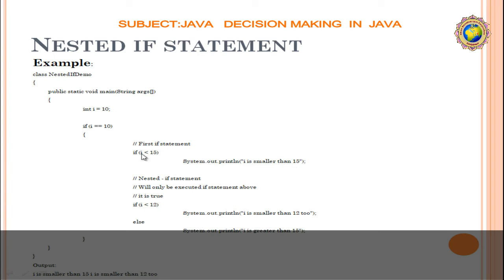Then this condition is also fulfilled, right? So it checks the next condition, that is i less than 12 also. Yes, i is smaller than 12 also. So this statement will also be executed. So it prints "i smaller than 15, i smaller than 12 too".